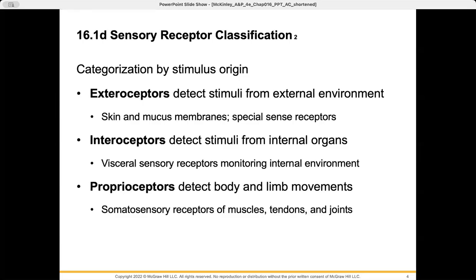So we can put these receptors into categories. We call them extero, intero, and proprio. Extero means that they are feeling stimuli in the external environment. Intero, the internal environment. And then we already looked at proprioceptors in chapter 14, which are going to detect body and limb movement because they're attached to muscles, tendons, and joints.